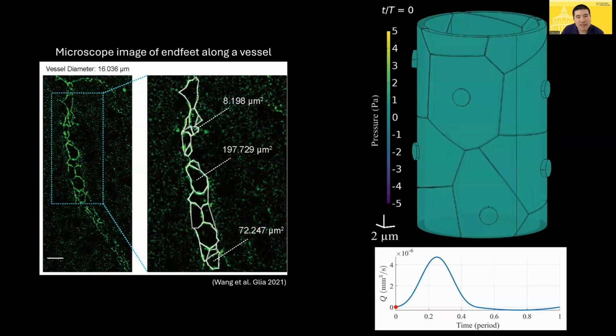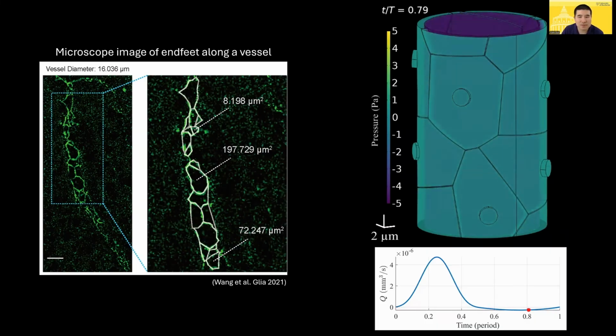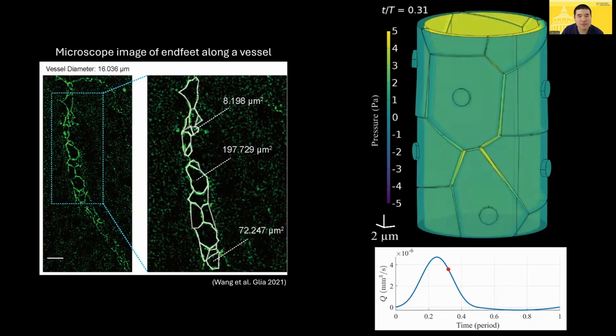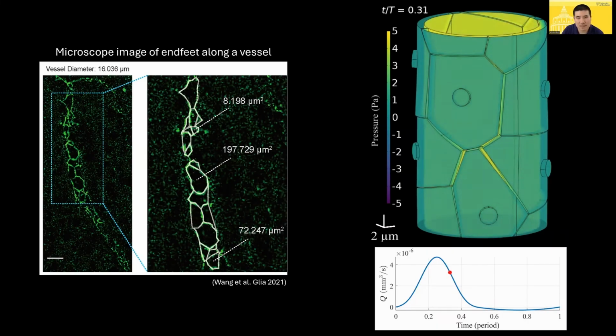We used the imaging data to reconstruct a 3D numerical model to study it. As you can see from this microscopic image, the astrocyte end feet of different sizes surround the blood vessel in the brain. And in our simulations, the pressure difference between the perivascular space and the brain tissue side changes periodically from -5 to 5 pascals.